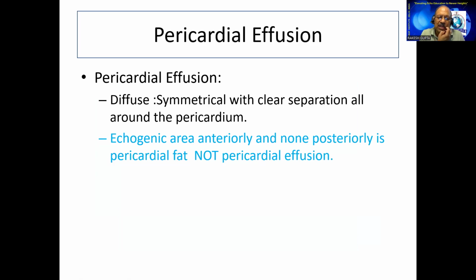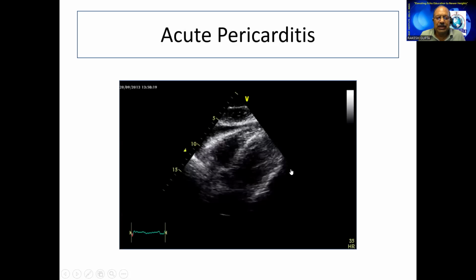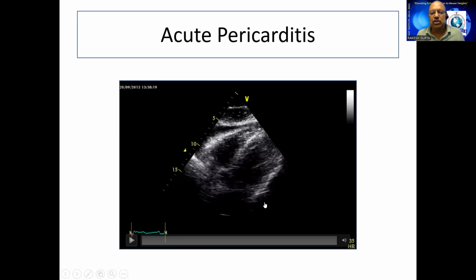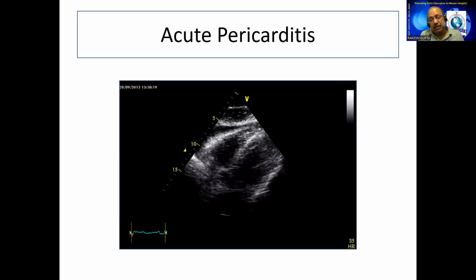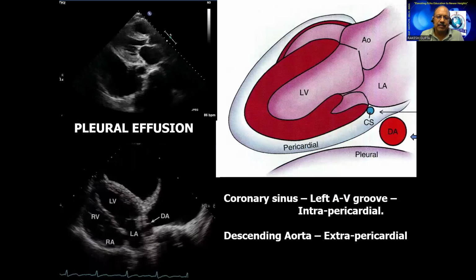Now, the work comes. Pericardial effusion could be diffuse, symmetrical, with clear separation all around the pericardium. An echogenic area anteriorly and none posteriorly is pericardial fat, not pericardial effusion. What does it mean? If you're doing this in the parasternal window or subcostal window, and you happen to see fluid anteriorly but no fluid in the posterior chamber, possibly we are not dealing with true pericardial effusion. And I don't say 100% no, but to some extent we have to avoid it.